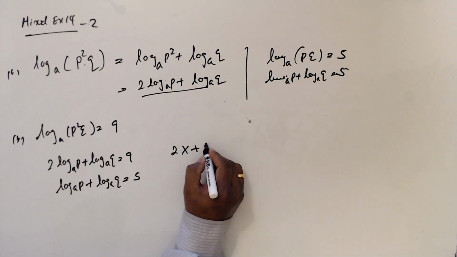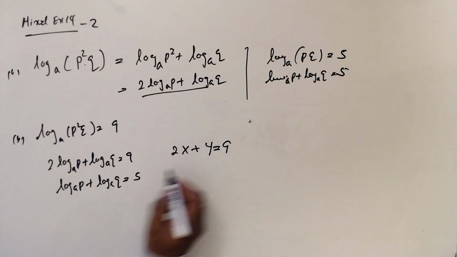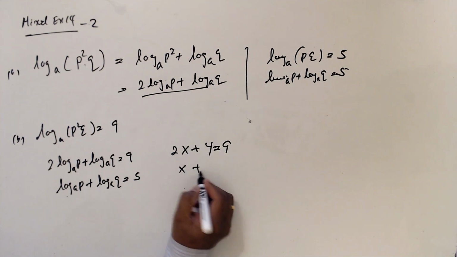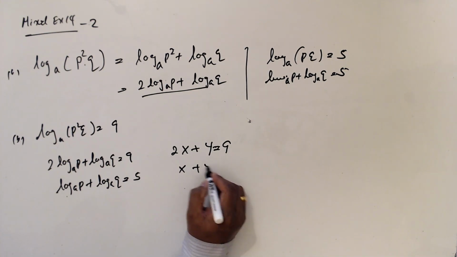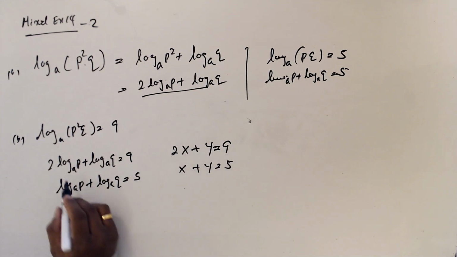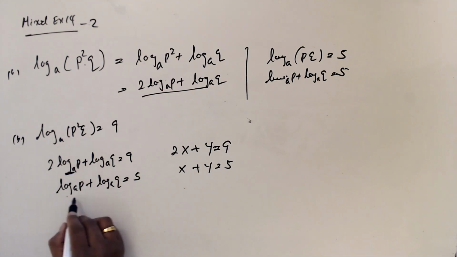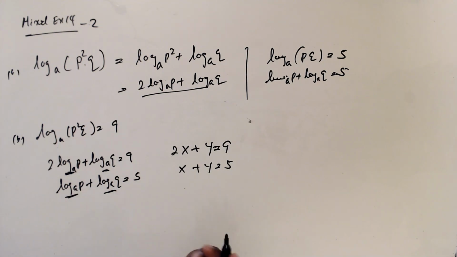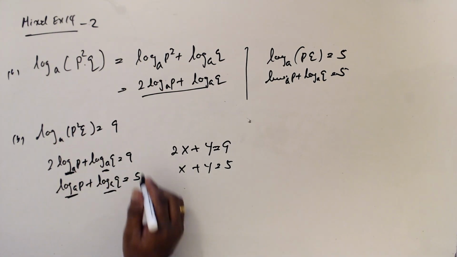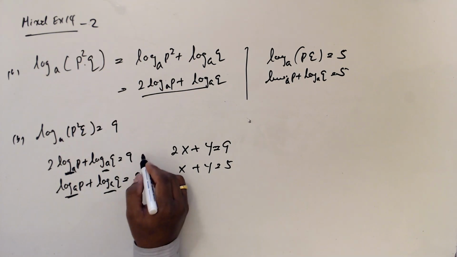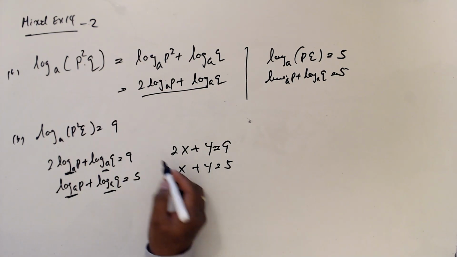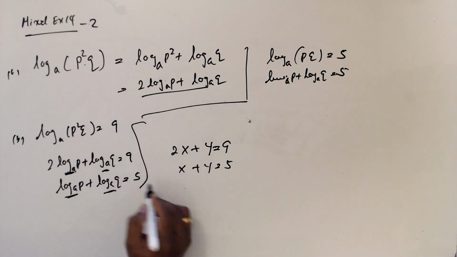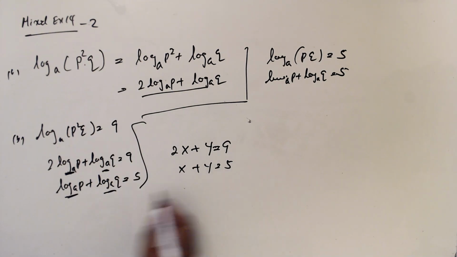2x plus y equal 9. This is x plus y equal 5. So I give this as x, and I give this as y, for easy calculation. You can work like this as well. So this is two simultaneous equations. We can solve this one.